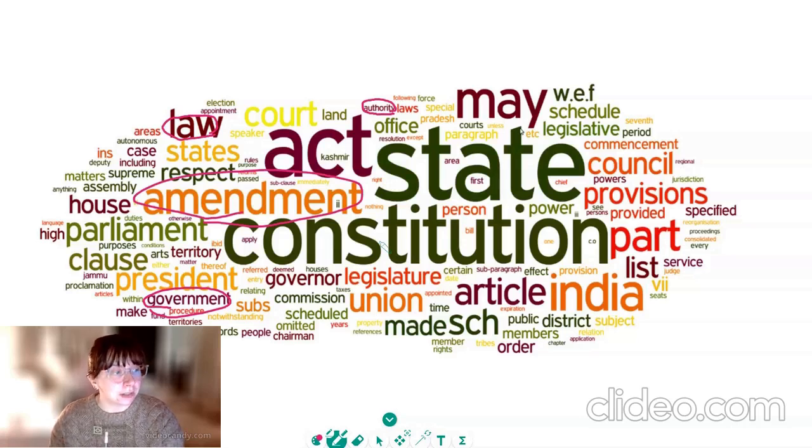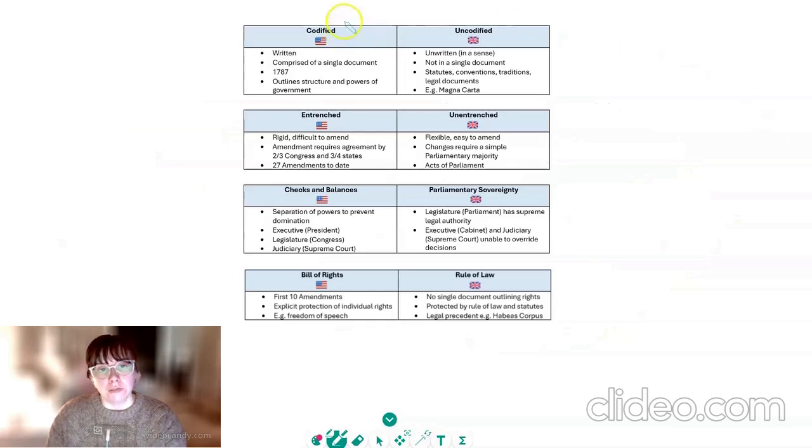In today's lesson, we're going to have a quick exploration of some of the key differences between the constitutions of the United States and the United Kingdom. First of all, the US's constitution is what you would consider codified. That means it's written in a single document, and it's been in a single document since 1787. And it's that single document that outlines the structure and power of the United States government.